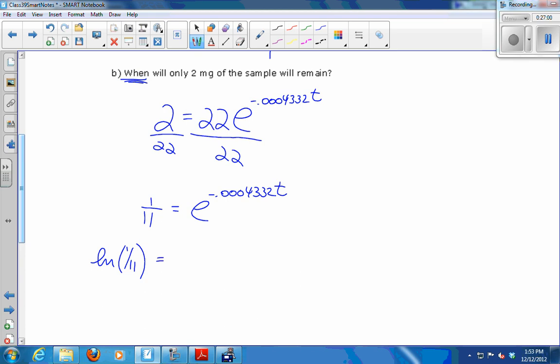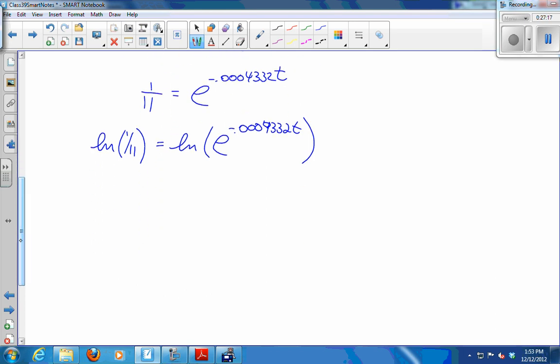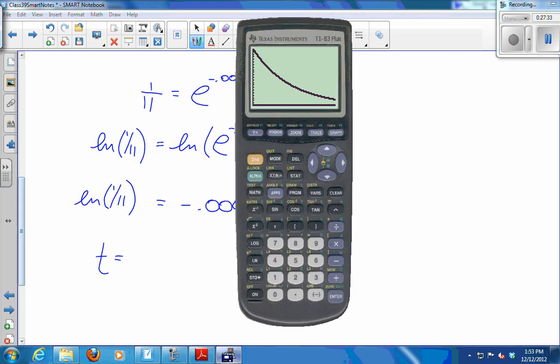So the ln of 1/11 equals the ln of E to this power, and then the ln of E to the something is just that something, right? You just lift off. We get negative 0.00043332 T equals the ln of 1/11. So divide both sides by this long decimal.